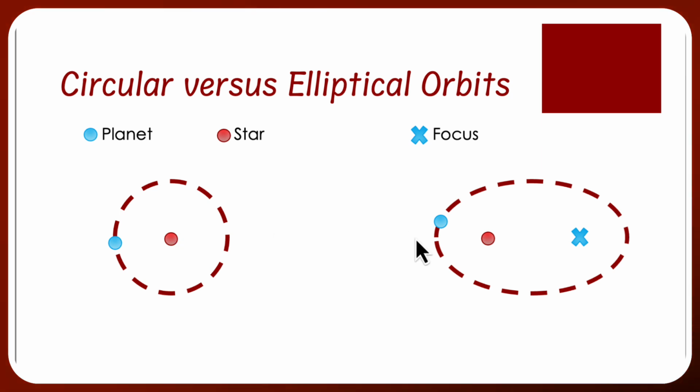But we could also be talking about the Earth going around the sun in this kind of fashion, where at one point of the year it's closer, and at the other part of the year it's farther away, and it's traveling here in an ellipse.